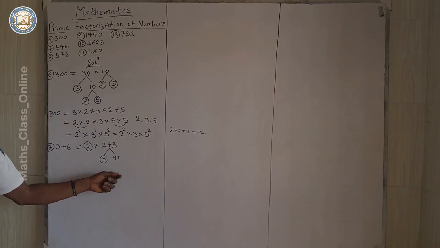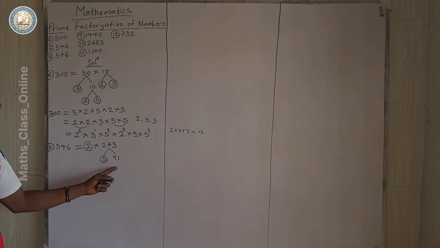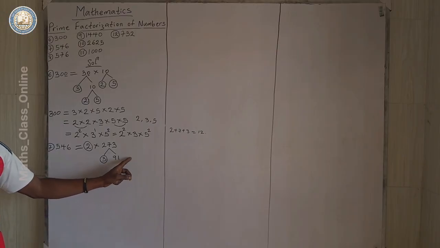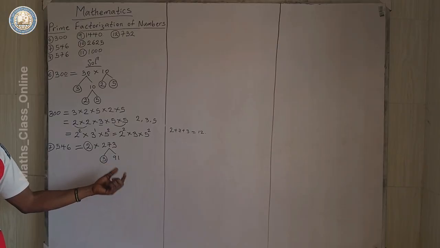91. Is this divisible by 3? No. 9 plus 1 will give us 10. 10 is not divisible by 3. 4. No. 5. The unit digit must be 0 or 5. But we have 1 here. No. 6. It must be divisible by 2 and 3. But 91 is not divisible by 2. That means it's not divisible by 6.